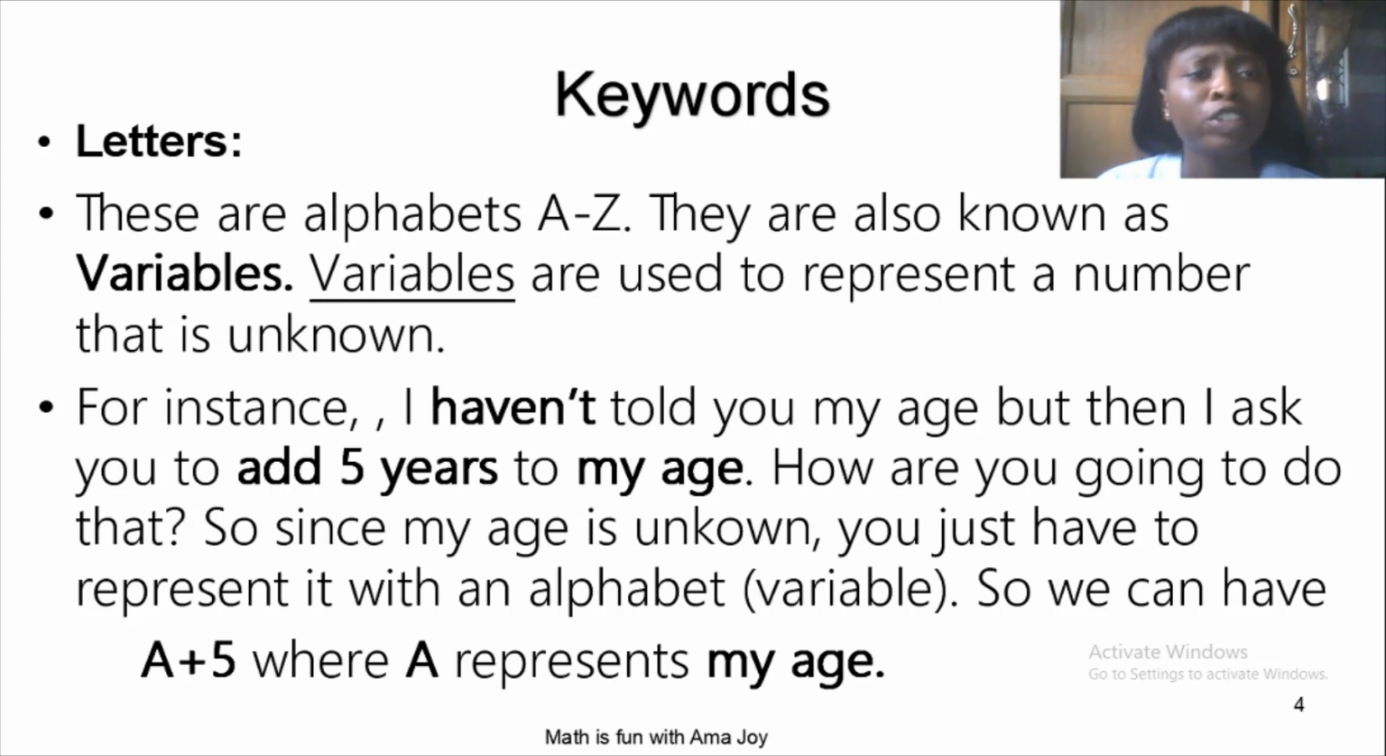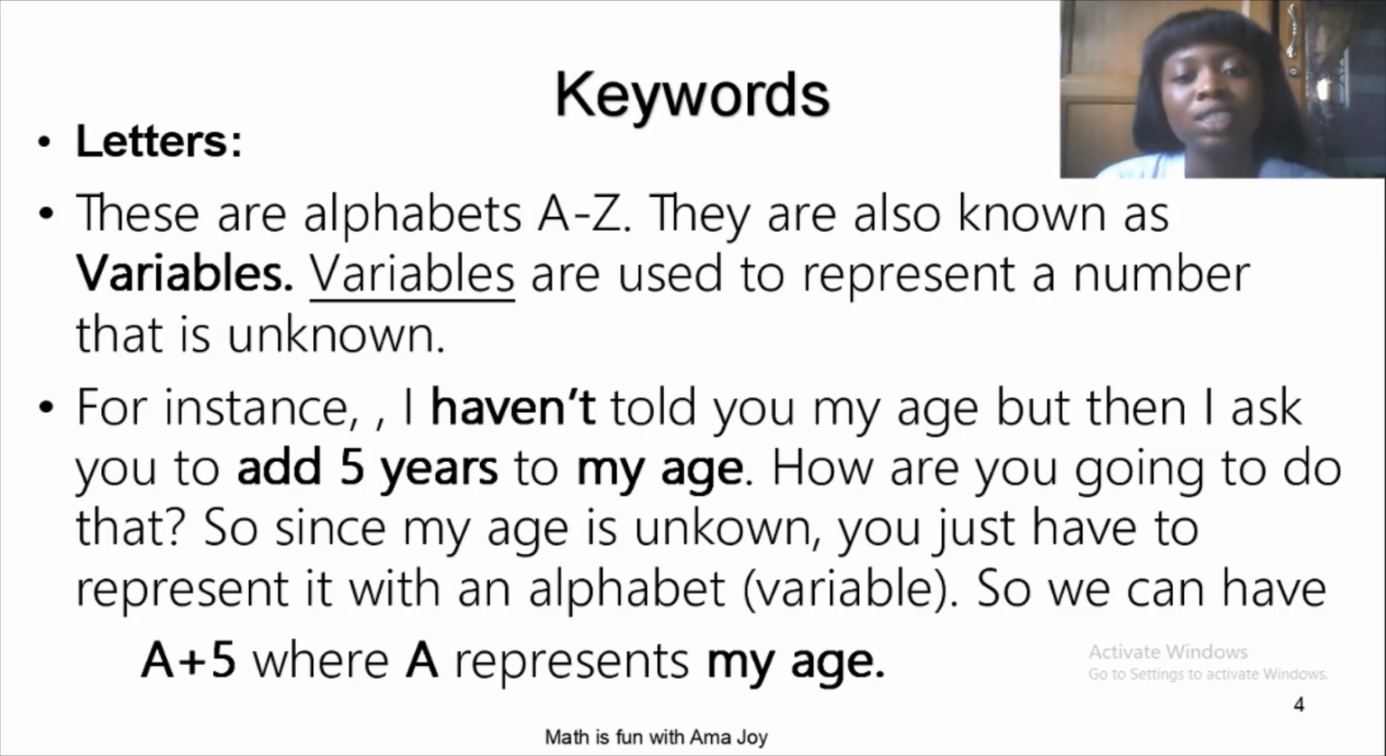Okay, so the first keyword is letters. We all know what letters are. Letters are our alphabet A to Z. They are also known as variables. So in mathematics, we don't call them letters, that's for the English language. In mathematics, we call them variables. These variables are used to represent a number that is unknown.